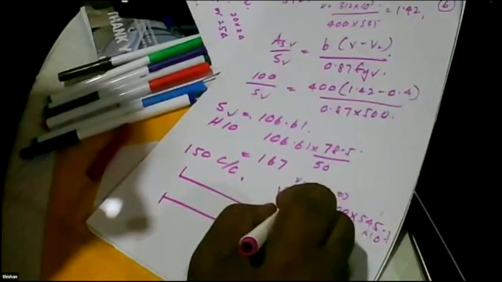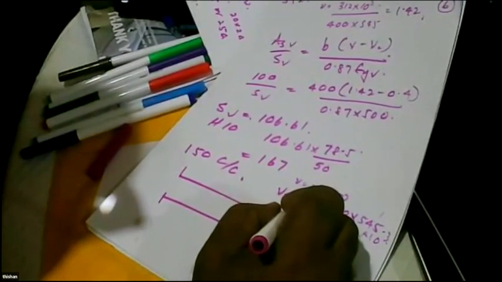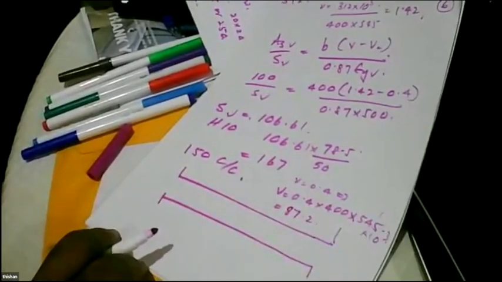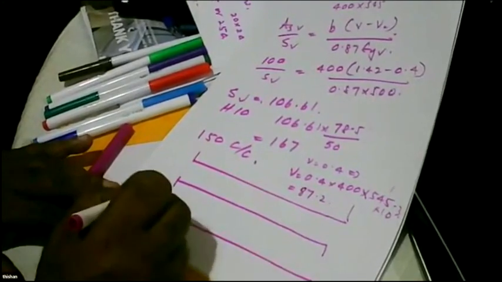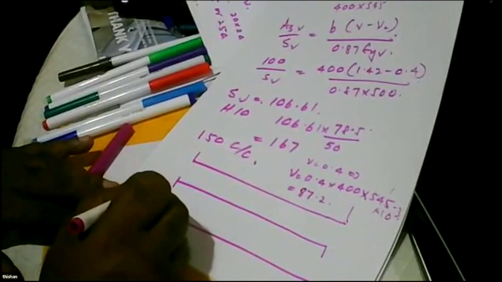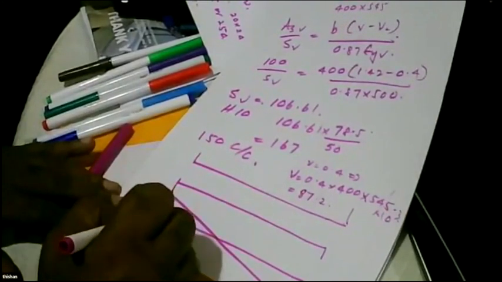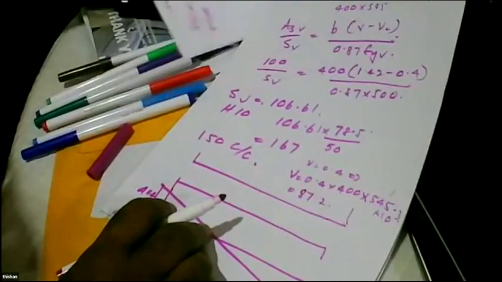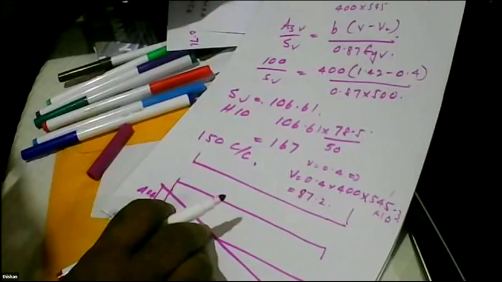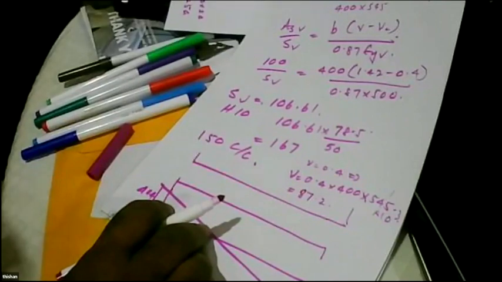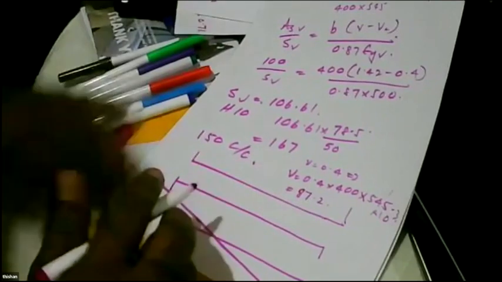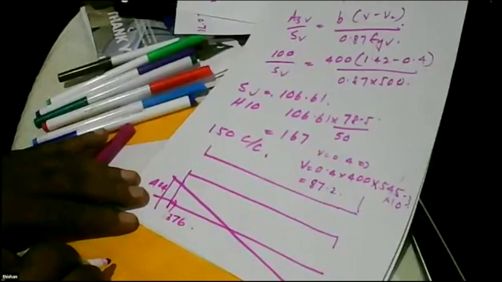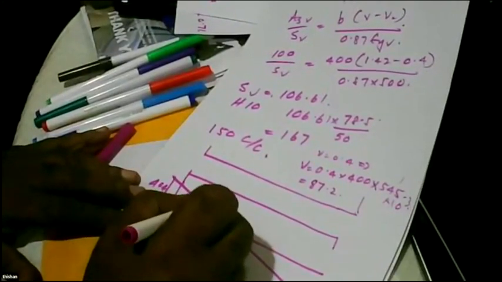How much? 87.2. Now you can see I have doubled the notes. So the center is 404. It goes down like this. And here at the face of the support, we got 188. But it will be 376. And then there will be another section where it's 87.2.